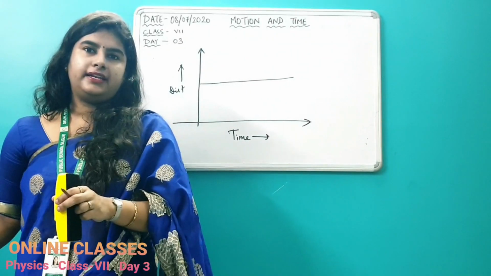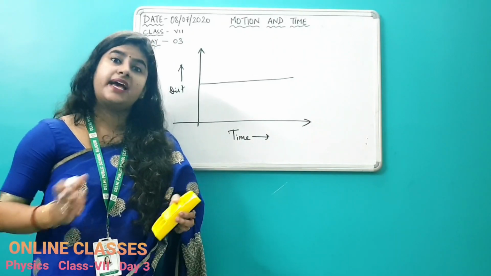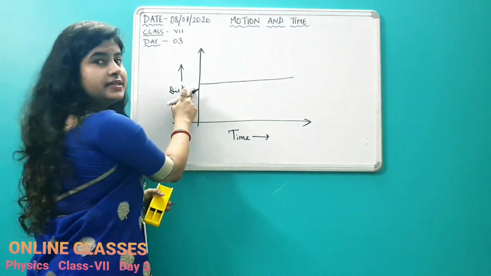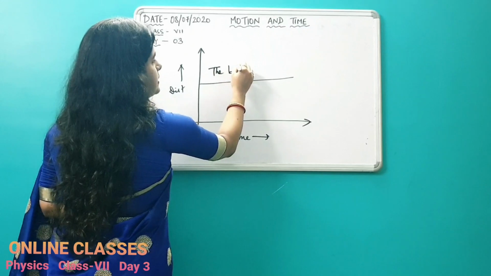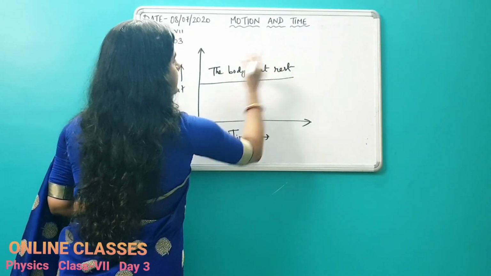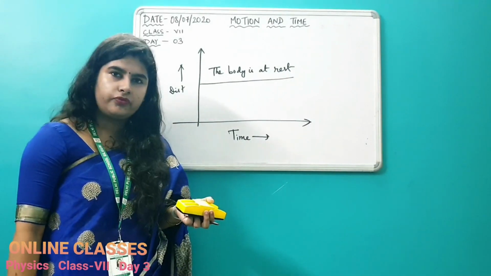Like if I sit right now, I am not moving, but time, you cannot stop time. Time will keep on moving, isn't it? So time is increasing, but your distance is not increasing. That means the body is stationary or is at rest. Body is at rest. Body is not moving.